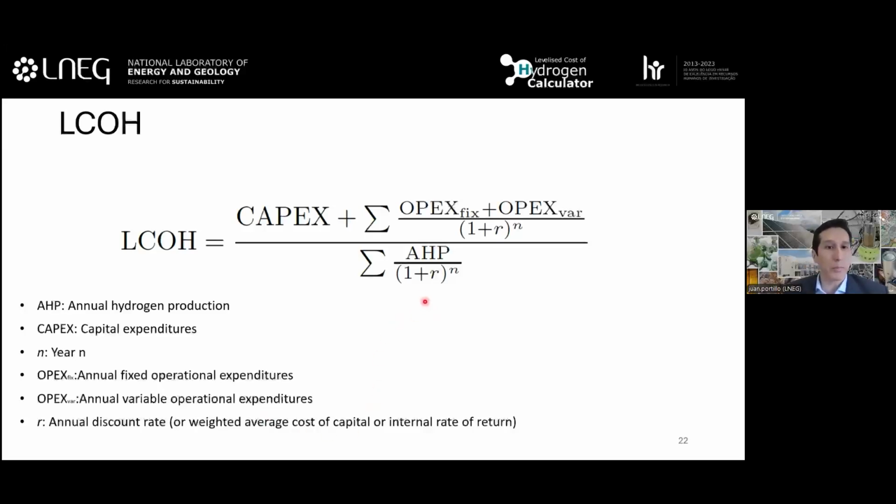This rate is up to the person or the company who is evaluating a specific project. And this N that is over here represents the year of this amount of hydrogen that is produced or these operational expenditures. What is not represented in this equation is the decommissioning costs, and these decommissioning costs usually are taken into account and they occur at the end of the life of the project or the asset. So if we are talking about 20 years, 25 years, then these decommissioning costs are imputed in year 25 at the end or the last day of year 25.